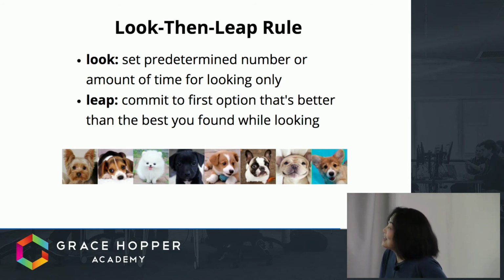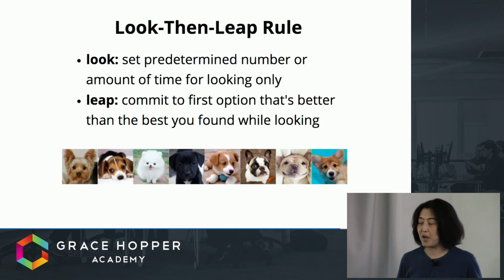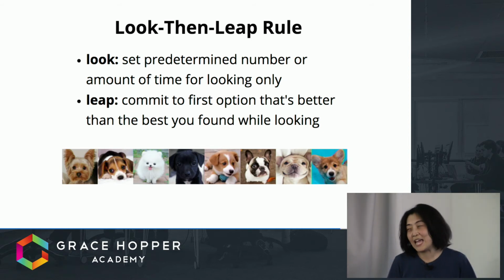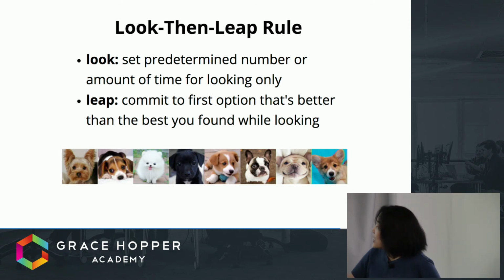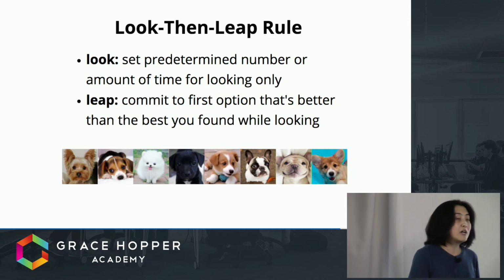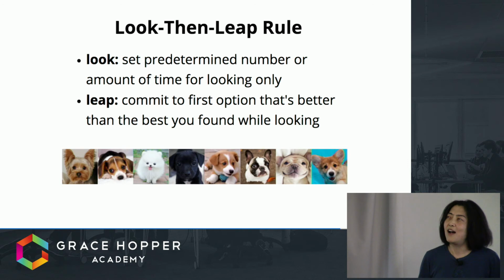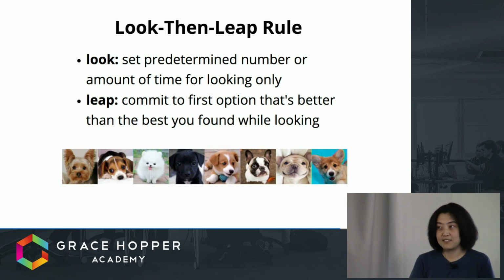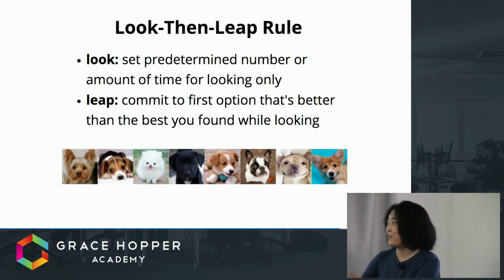So let's say that we want a puppy, right? But we only have limited time to choose a puppy. So we've decided, okay, we're going to look at maybe one puppy every day for a little bit more than a week. And so we've got 8 puppies. The question is, at what point will we stop the look phase and transition into the leap phase?